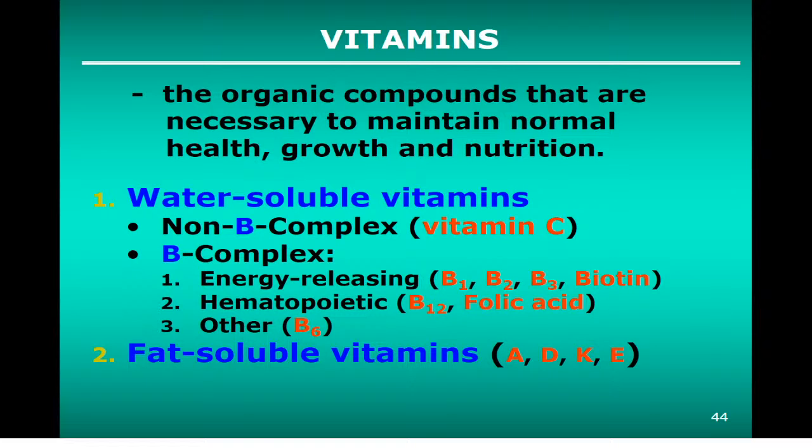So what are vitamins? They are organic compounds that are necessary to maintain normal health, growth and nutrition. That's why problems with vitamin metabolism, deficiency of vitamins, lead to serious problems in health and even death. So all vitamins can be classified into two groups: water-soluble vitamins and fat-soluble vitamins. Due to this, there are different prescriptions. Water-soluble vitamins can be classified into two groups: B-complex, the biggest part, and non-B-complex. Among non-B-complex, you need to know vitamin C.